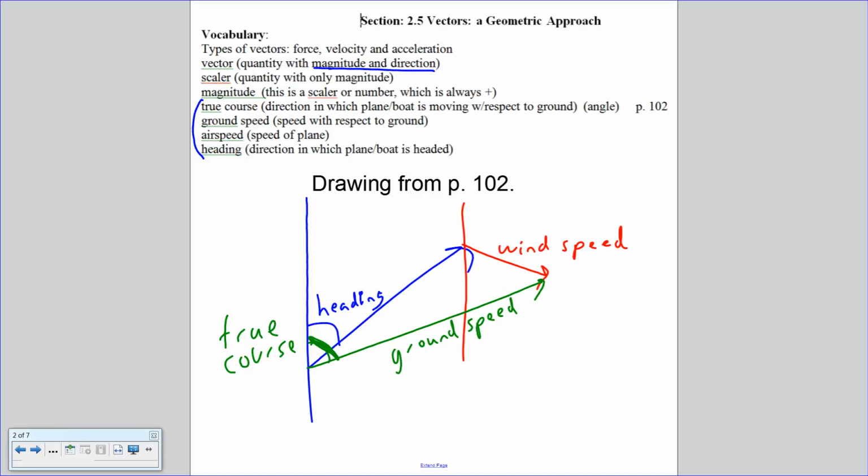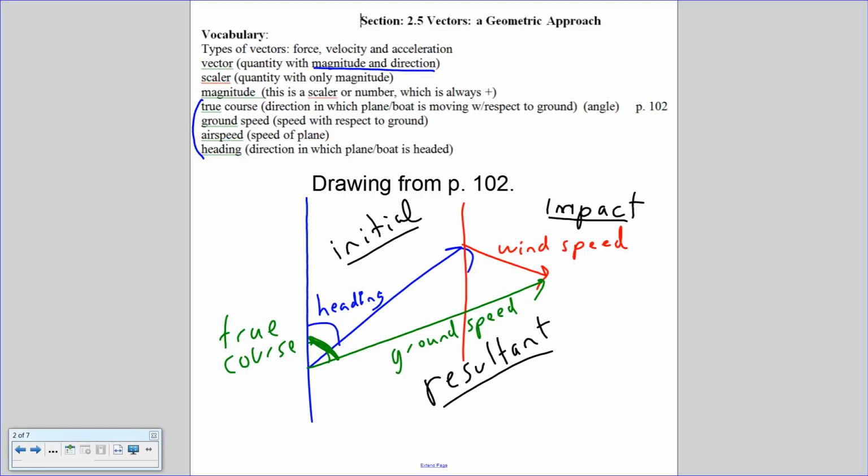I like to think about this in terms of initial. You have an initial direction or initial ray. That's going to be now affected by an impact ray, and that's going to create a resultant vector, I should say.